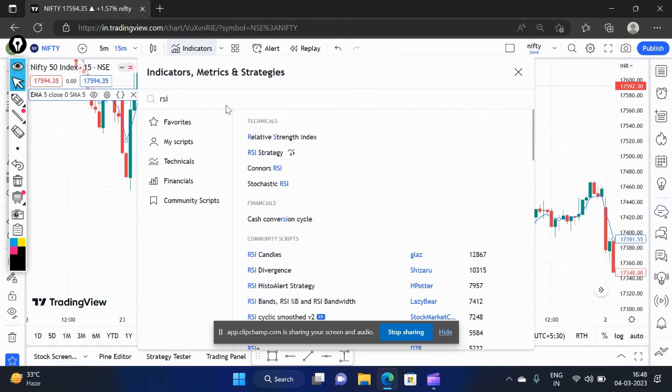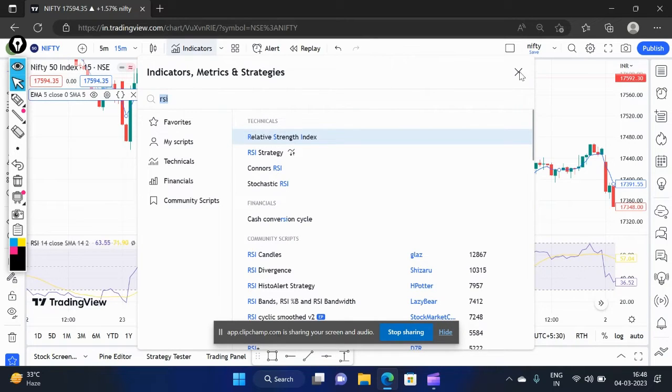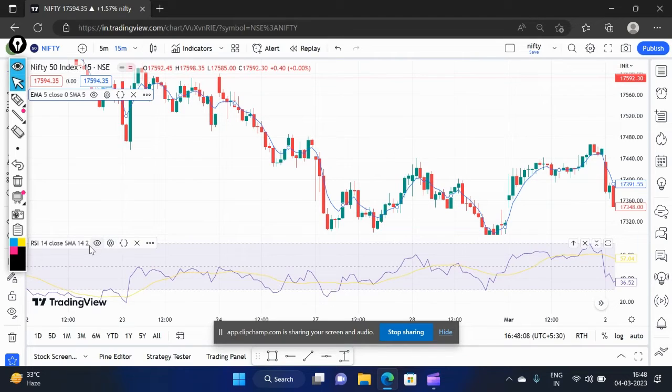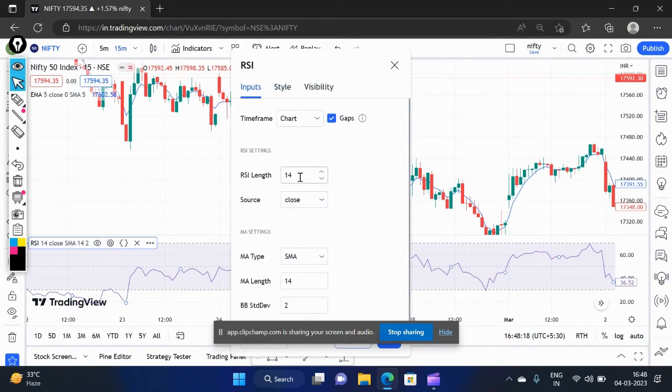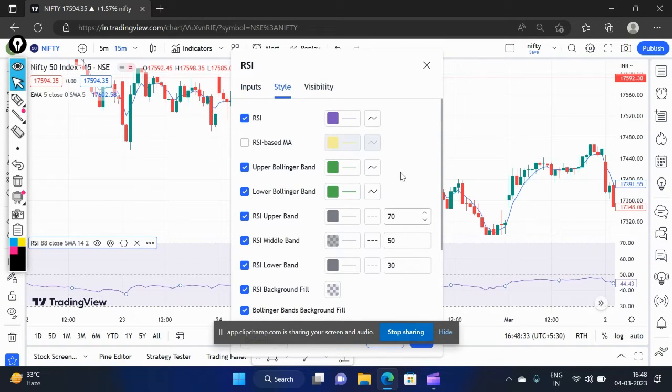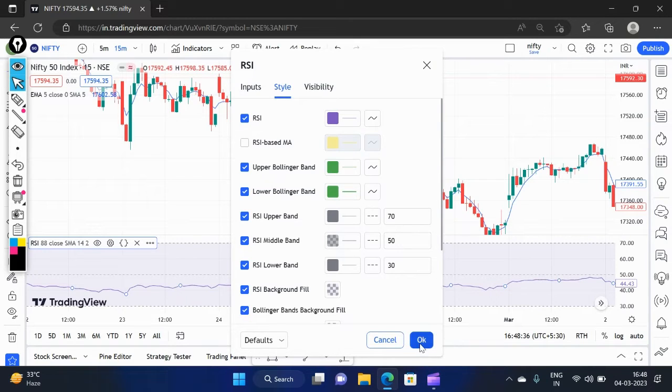Go to your indicator section, type in RSI, relative strength index. You click this and it appears on your chart. Now you go back to the settings for this RSI. We don't need this RSI based MA, the moving average. Go to the inputs and make this 100, or better yet, you can use 88. Use the 88, and keep the rest the same. Now this is done.